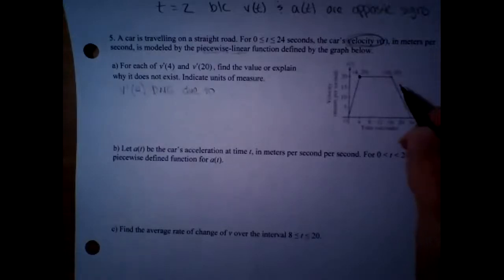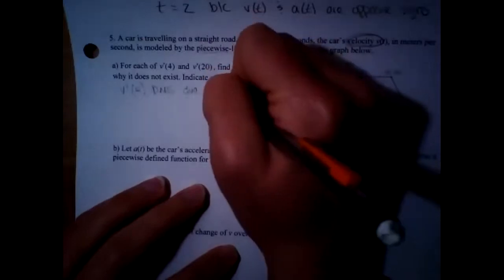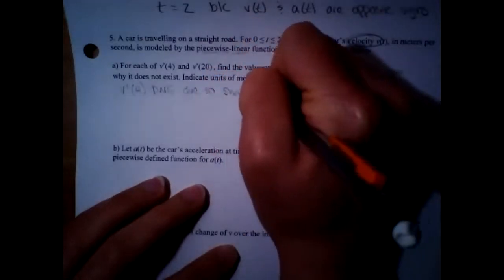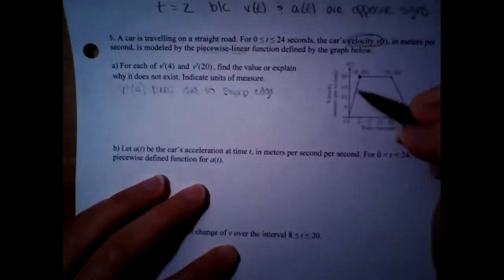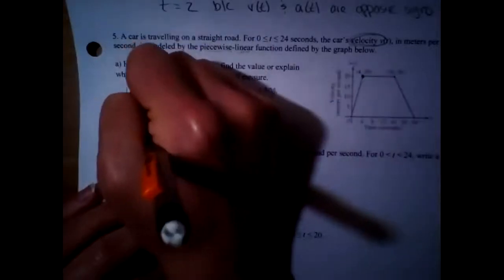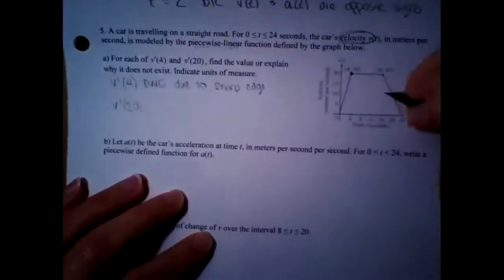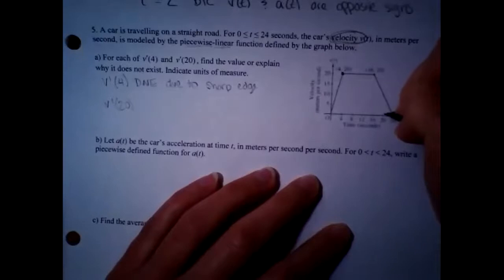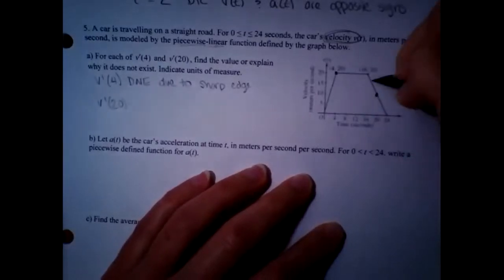And yeah, good. I was waiting for somebody else to answer too, but yeah, good, due to a sharp edge. This slope is positive, and then this one is 0. The slopes from each side are not matching up. All right, and then v prime of 20. So we're trying to get the derivative at 20, which means the slope. Here's 20. And so what we want is the slope of this line.